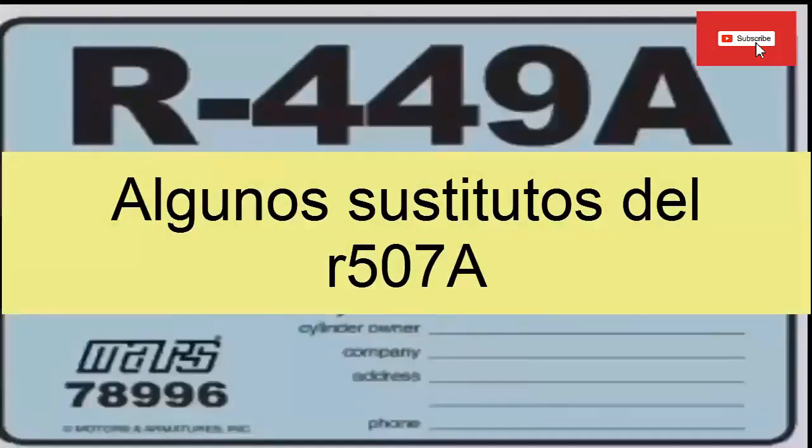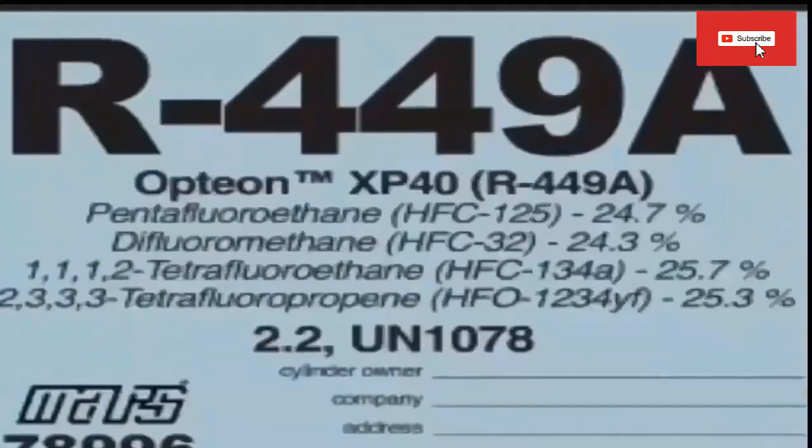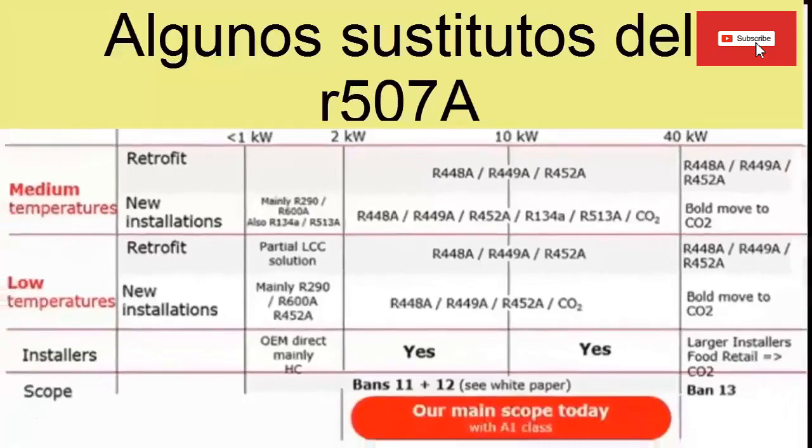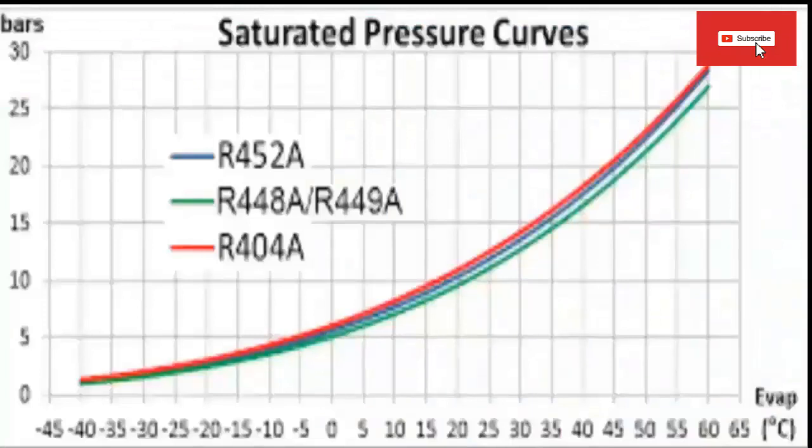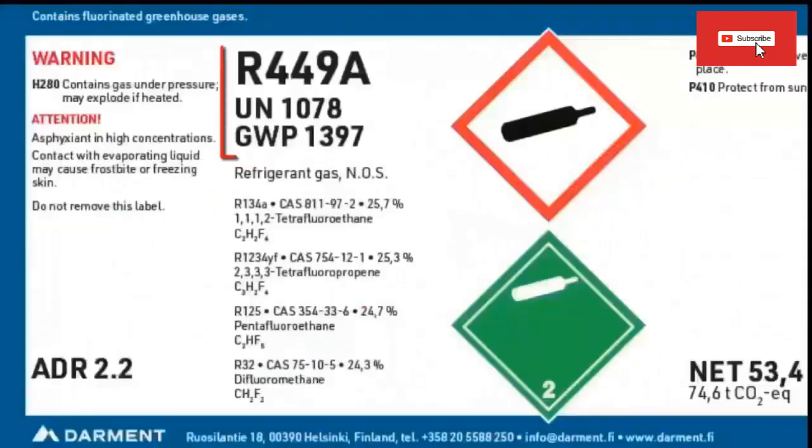Let's start by saying that R449A refrigerant gas is designed as a direct drop-in replacement for R404A and R507 gases in existing installations, with practically zero changes to the original system. One of the main advantages of R449A is that its working pressures are similar to those of R404A. Additionally, R449A has a GWP of 1397 global warming potential.